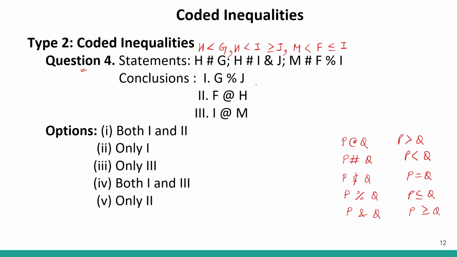Now let us do the same thing for conclusion. G is basically less than or equal to J. F is more than H and I is more than M. Now let us look at the statement and conclusions.